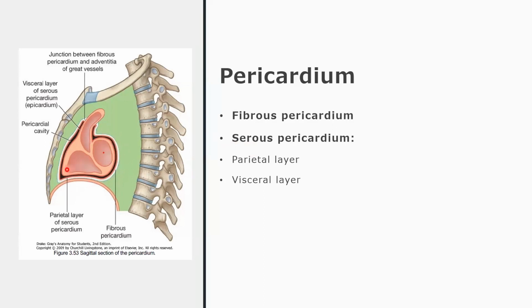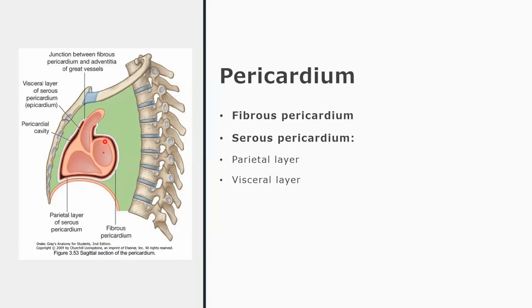So the serous pericardium again can be divided into two layers, the parietal layer, which is more external, and then in contact with the heart, you have the visceral layer. So this visceral layer is actually the outermost layer of the heart, called the epicardium, right?